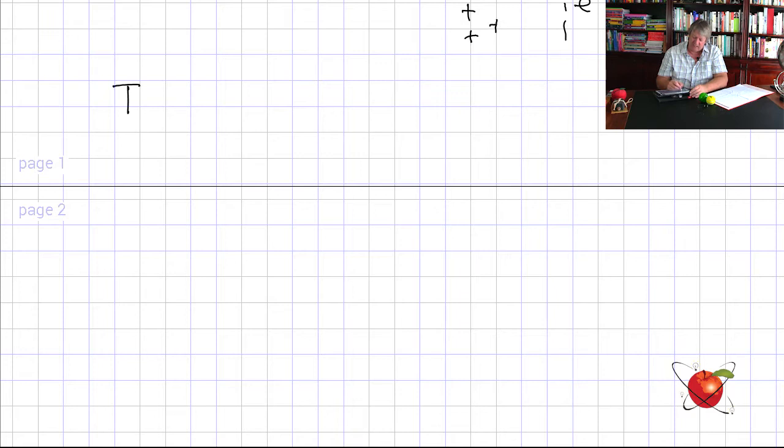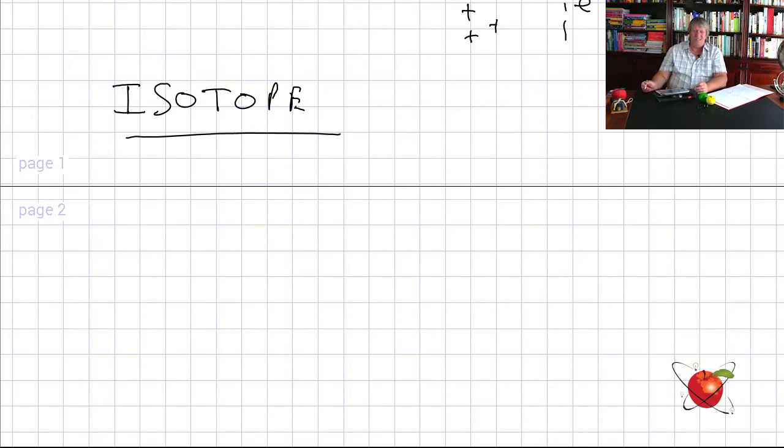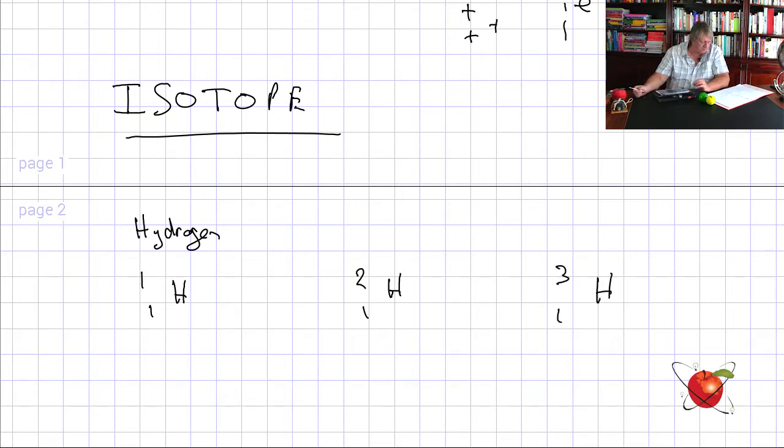But before we get to the electron configuration, let's look at a word you may or may not have heard of: isotope. What's an isotope? Well, first of all, we've got hydrogen here. Remember we said this is 1H1. You also get 2H1, and you get 3H1 as well.